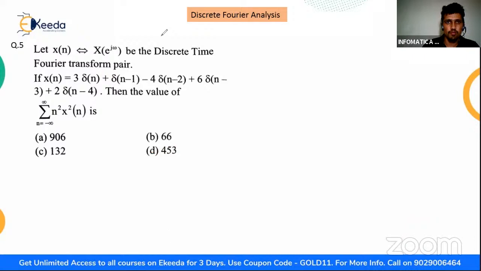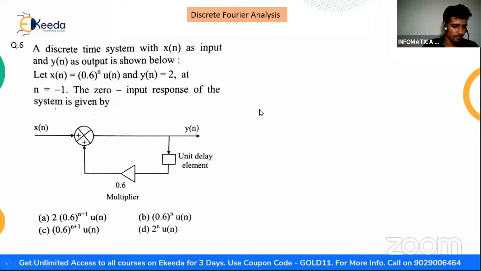Let's move faster because we have to do more questions today. A discrete time system with input xn and output yn is shown below. The zero input response of the system is given by. You just need to consider this equation.